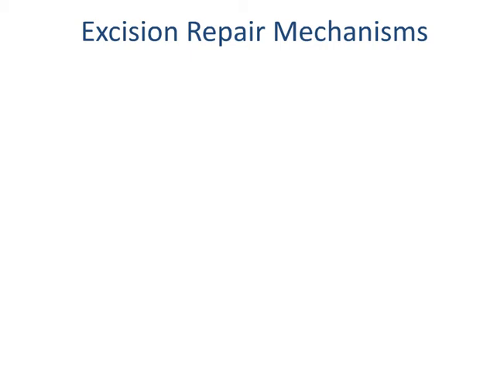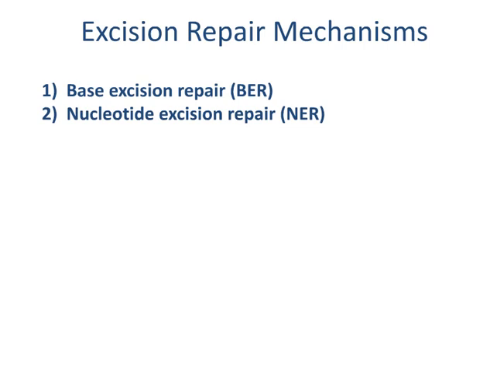The most common means of repairing damage or a mismatch is to cut out the damaged region of the duplex DNA and recopy it from the remaining complementary strand of DNA. Two different types of excision repair have been characterized: base excision repair and nucleotide excision repair. Base excision repair is utilized for correction of small damaged bases which do not significantly distort the DNA double helix. Nucleotide excision repair is used to remove larger damage that results in a distorted DNA helix.